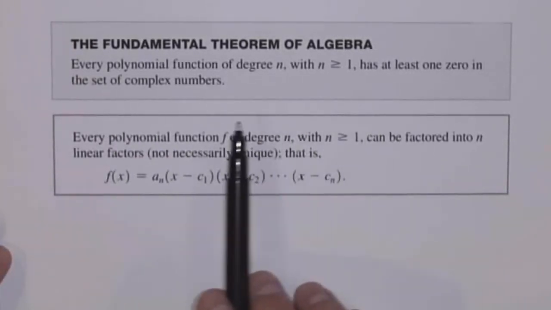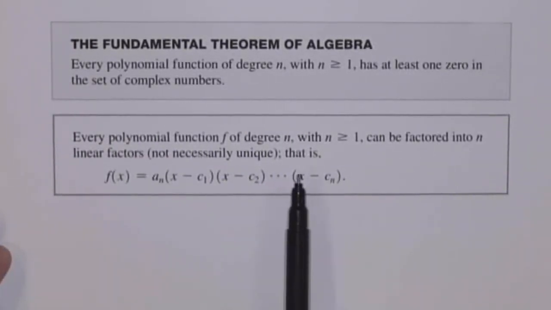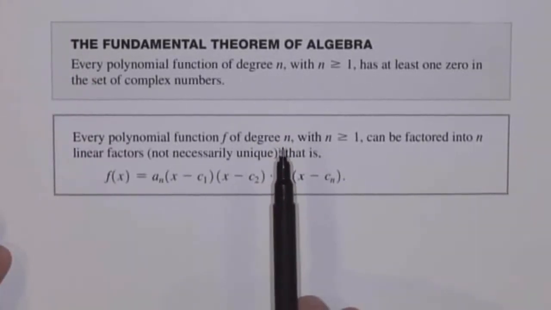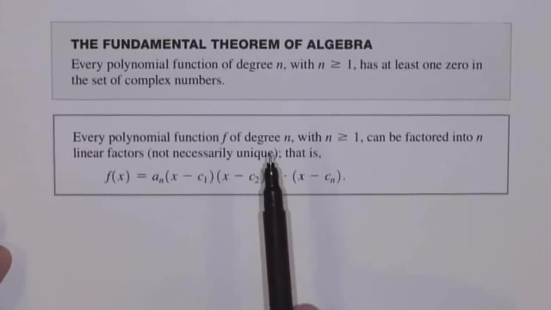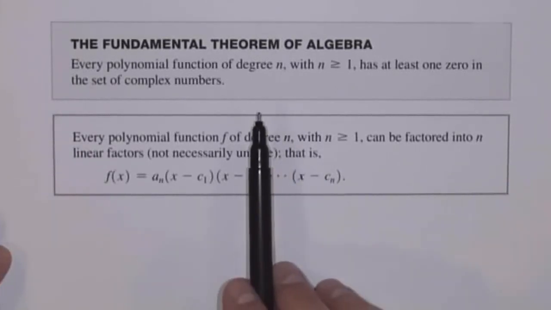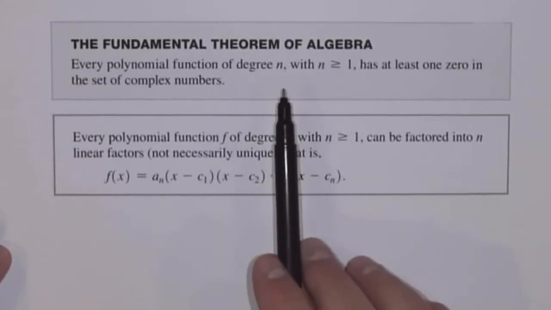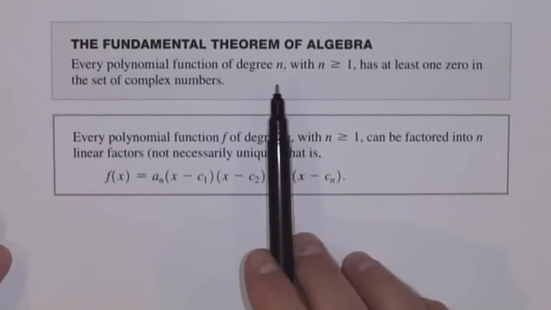So what the Fundamental Theorem of Algebra is really saying is that if we have a polynomial function of degree n, then there will be n zeros of the polynomial in the complex number system. But some of those zeros may be duplicates. So we may have the duplicate of the same zero n times, but there will be n zeros if we count each of those separately.